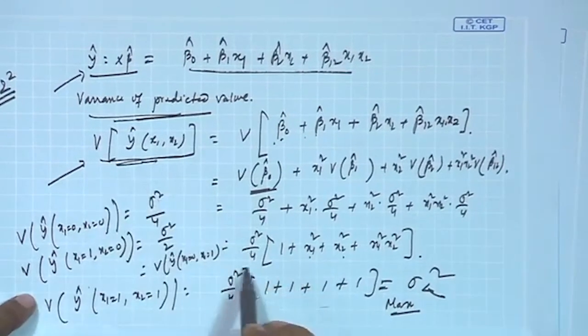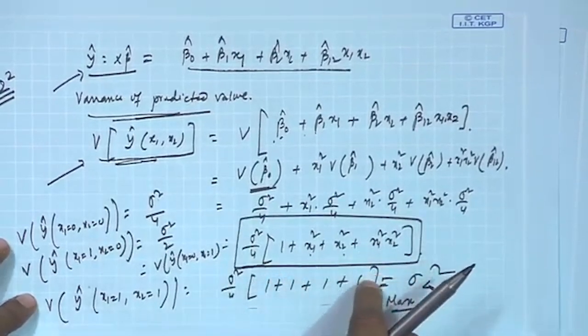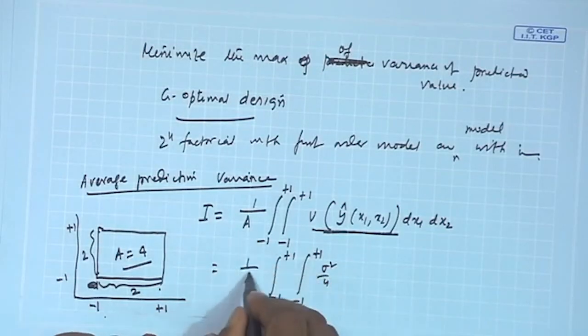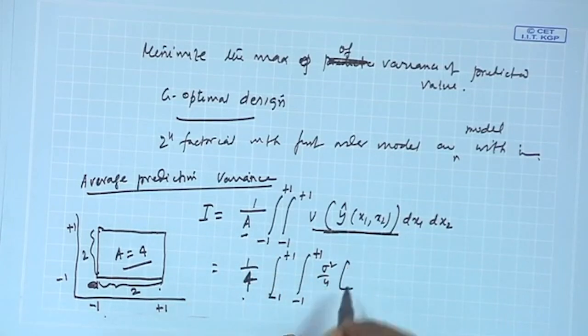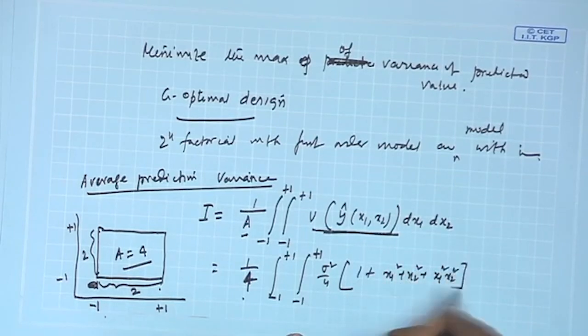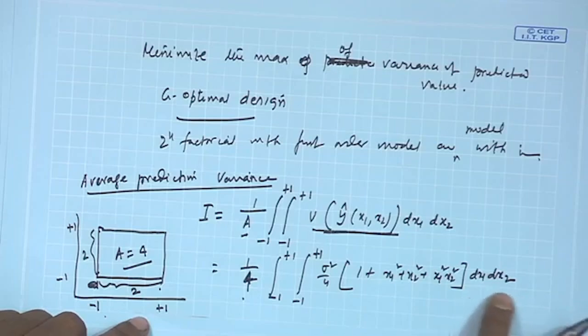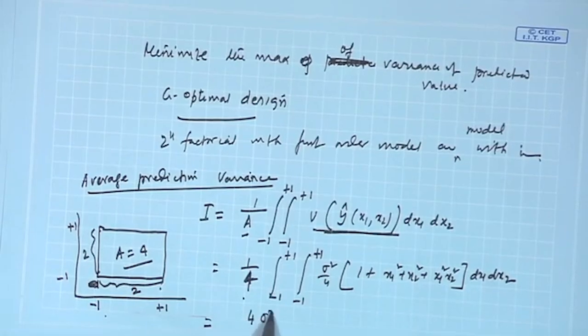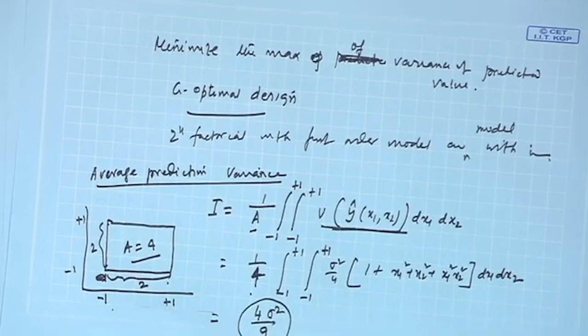We have written the variance of this as sigma square by 4 into the expression. So you write this as sigma square by 4, and with A equal to 4, it is 1 by 4, sigma square by 4 into 1 plus x 1 square plus x 2 square plus x 1 square into x 2 square, dx 1 and dx 2. First you integrate with reference to dx 1, put in the values, then dx 2, put in the values, and the resultant value will be 4 sigma square by 9. So in the 2 to the power 2 design, the average prediction variance is 4 sigma square by 9.